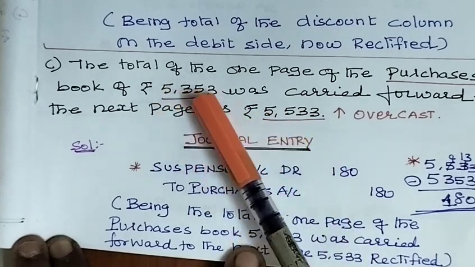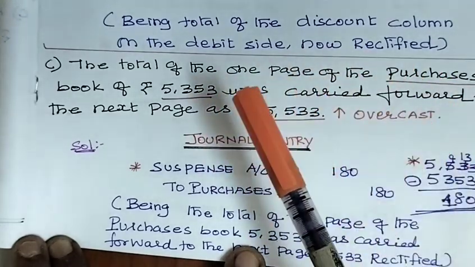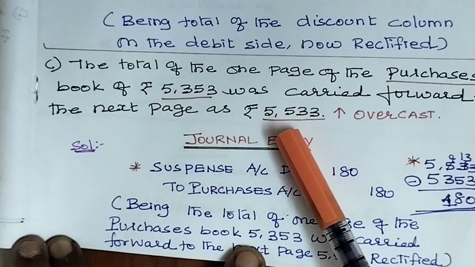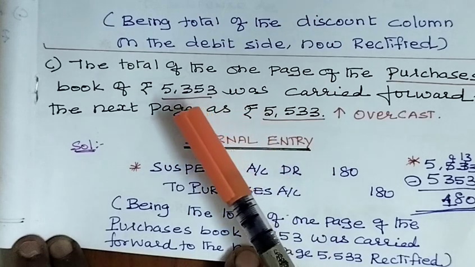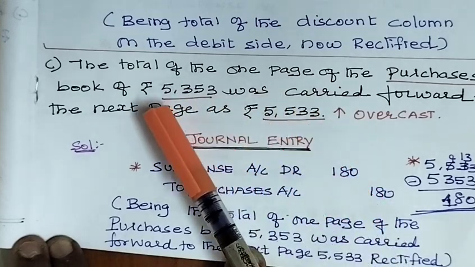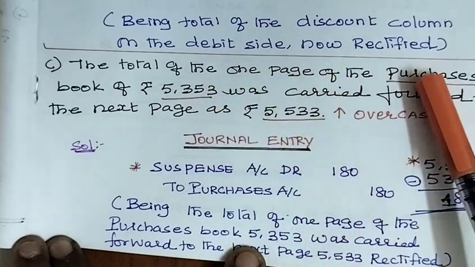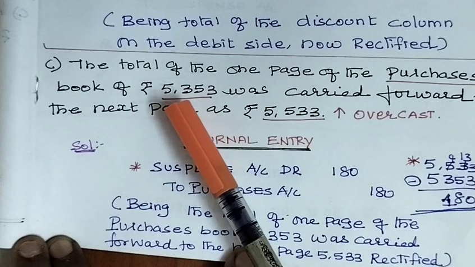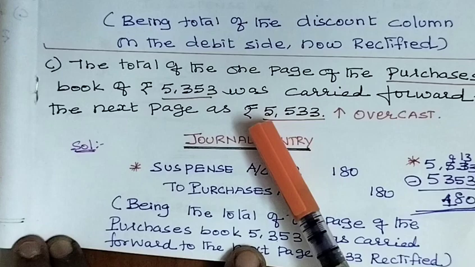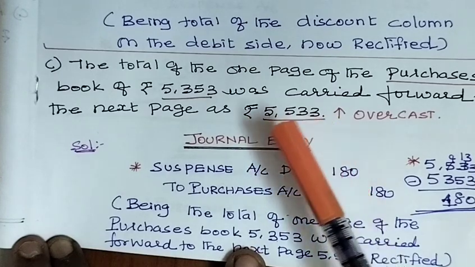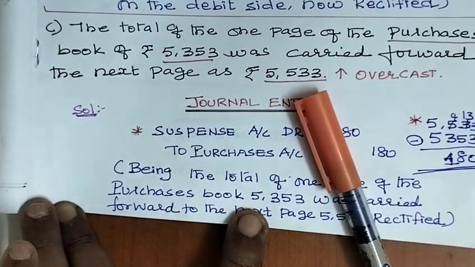Where is the error? The amount is the error, on the purchases account, in the purchases book. They have to enter 5,353 on the purchases book, but instead of 5,353 they entered 5,533. This is the overcast. Okay, this is the error. So what is the journal? Where is the error?